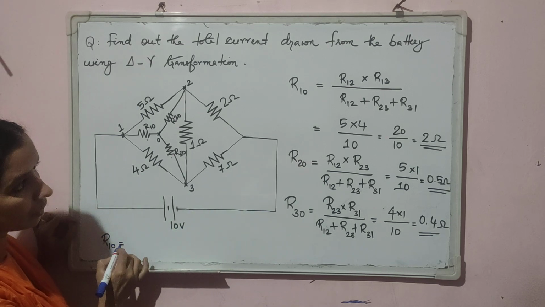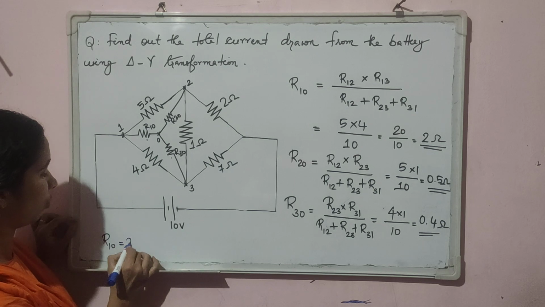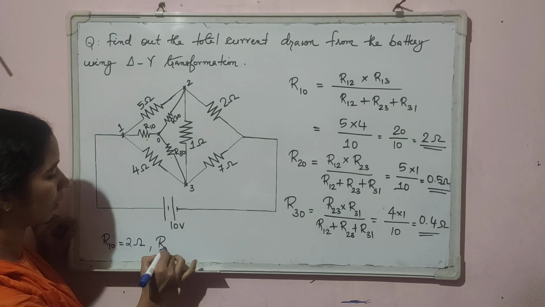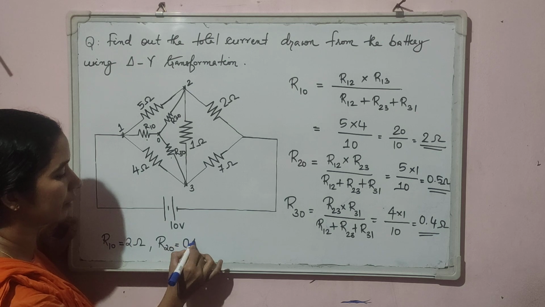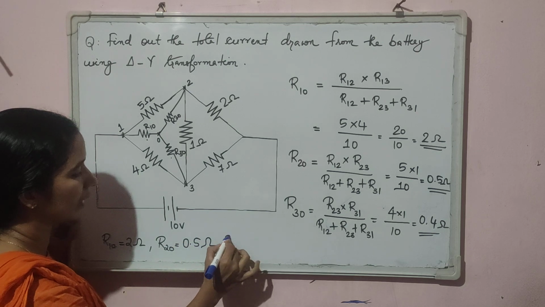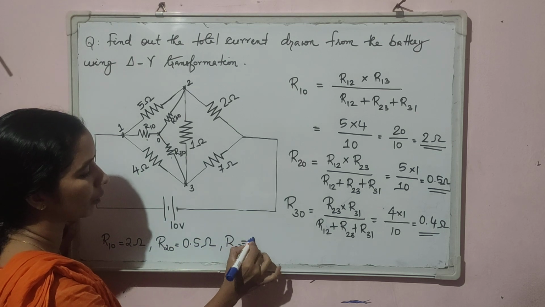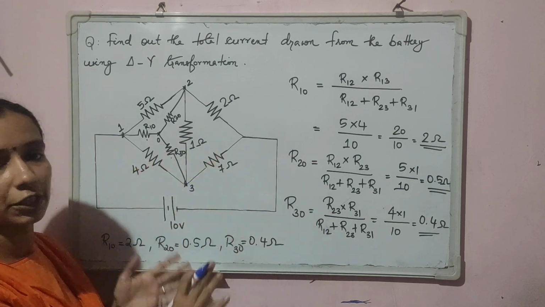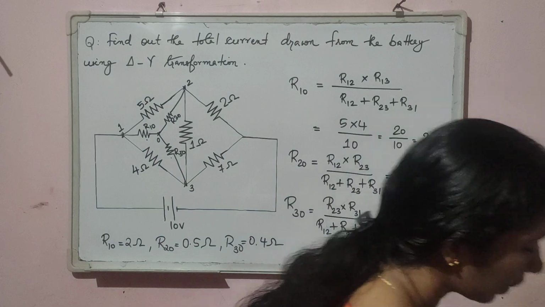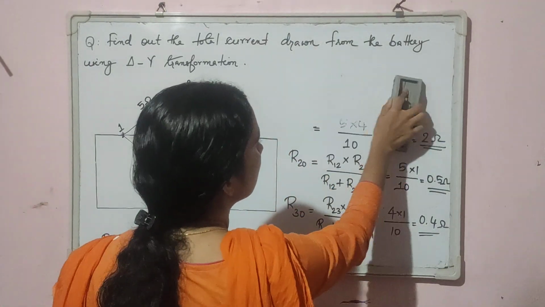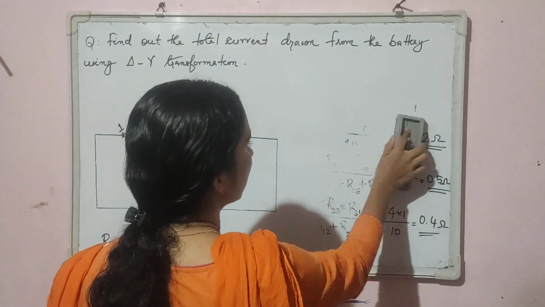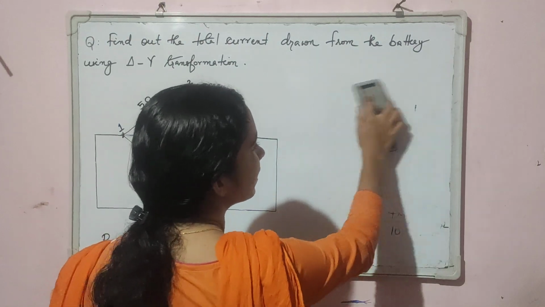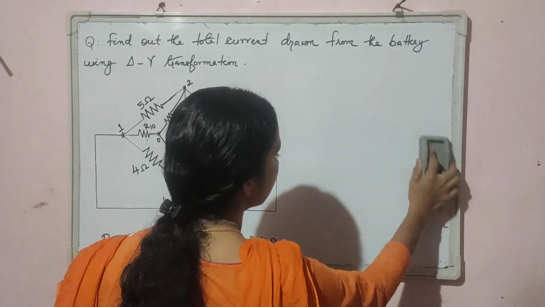R10 is 2 ohm, R20 is 0.5 ohm, and R30 is 0.4 ohm. So now let us redraw the diagram by replacing the delta by the equivalent star that we have calculated now.